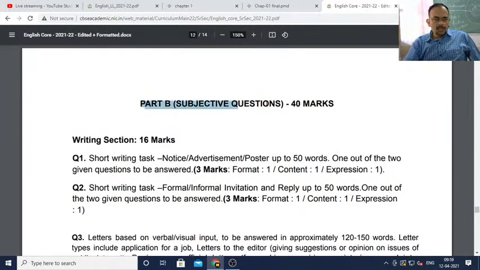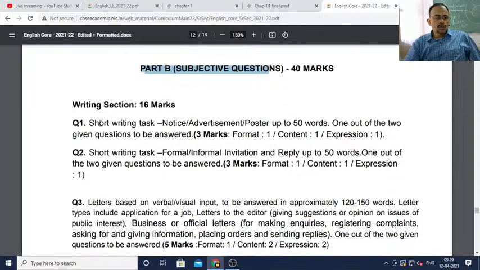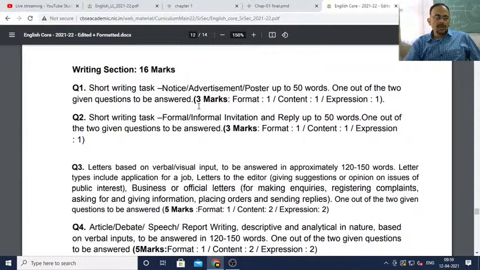Then part B is subjective questions, from 2 marks up to 5 marks. Okay. So first will be notice. In your syllabus, there is a writing task called notice, advertisement, and poster. So there will be only one of these. There will be 2 questions out of which you have to answer one. Either you attempt a notice or you attempt an advertisement or poster. Right. So a total of 3 marks is awarded, and then the short writing task.